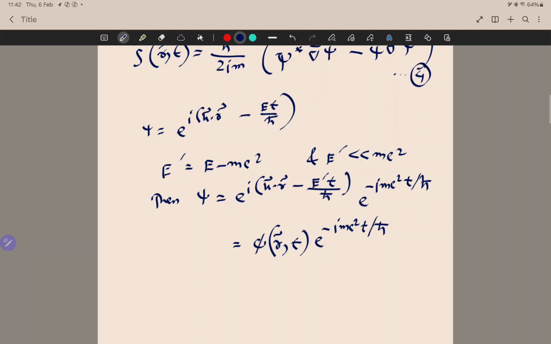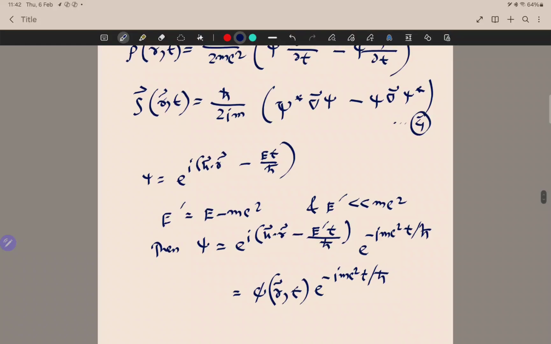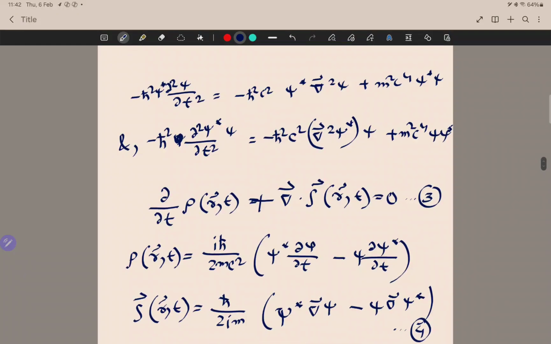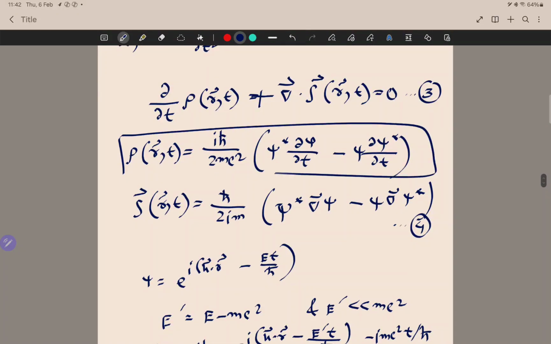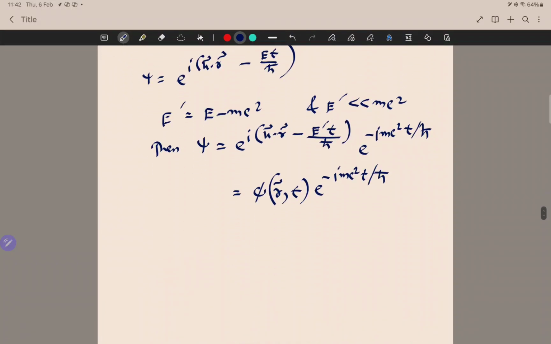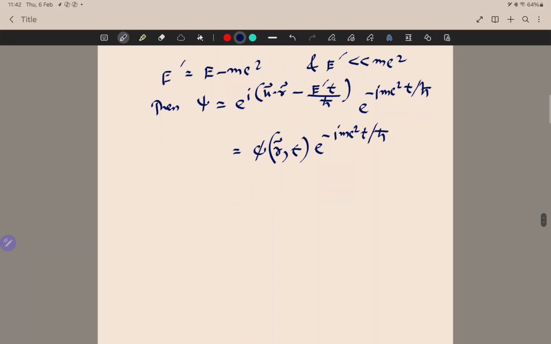Here rho is necessarily not positive, because the Klein-Gordon equation is a second order equation in the time derivative. Then psi and del psi by del t are independent. To determine the change of the wave function with time, we need to know the value of both the function and its first derivative with respect to time at a given instant.